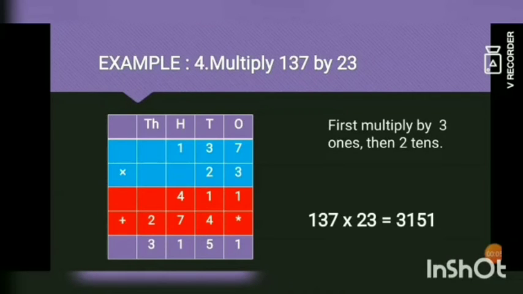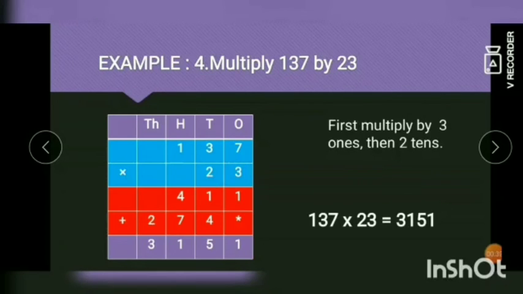Example 4. Multiply 137 by 23. So first we write the number 137 in the place value chart as the number 7 is in ones place, 3 is in tens place and 1 is in hundreds place. Next we write the number 23 in the place value chart as the number 3 is in ones place and 2 is in tens place. So first multiply by 3 ones and then 2 tens.